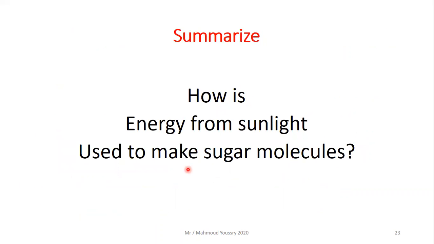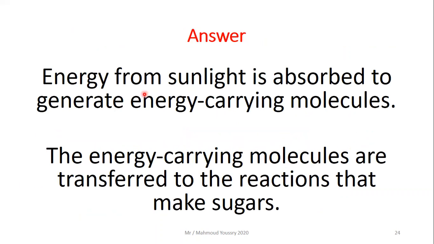We have a question here: how is energy from sunlight used to make sugar molecules? The answer is energy from sunlight is absorbed by the chlorophyll to generate energy-carrying molecules, the ATPs. Then these ATP molecules are transferred to the reactions that make the sugars.